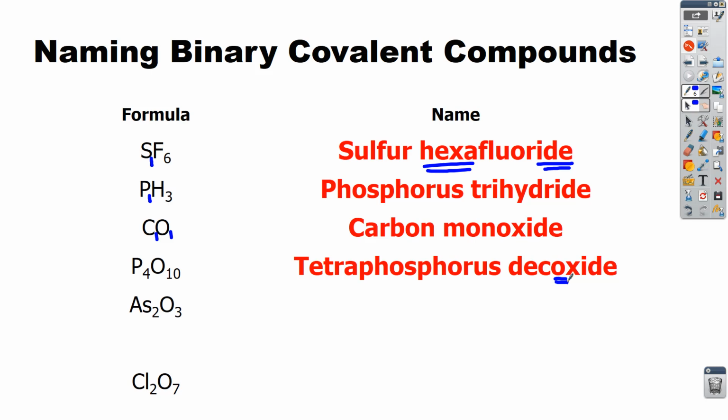As2O3. I have 2 arsenic atoms for every 3 oxygen atoms. I have diarsenic trioxide.